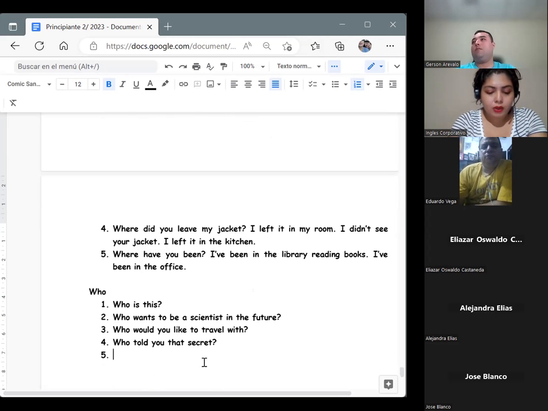And the last one, who do you like the most in this class? ¿Quién te gusta más o quién te agrada más de esta clase? Remember that you can use your imagination to answer these questions. Who do you like the most in this class?